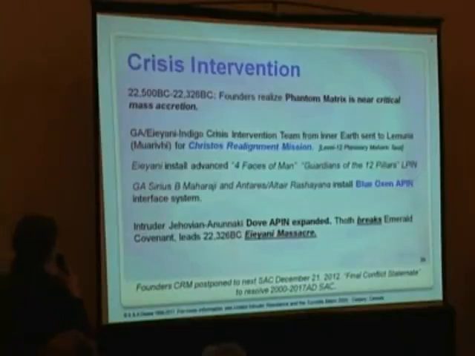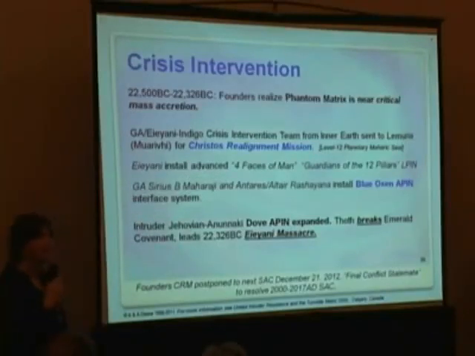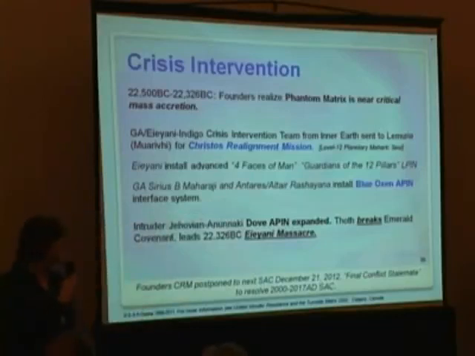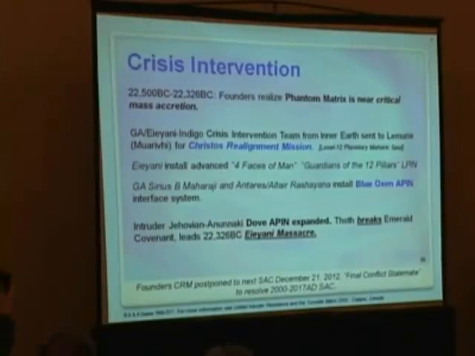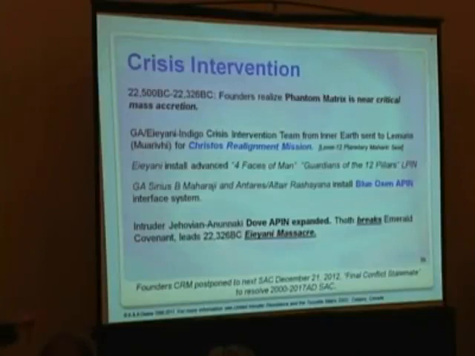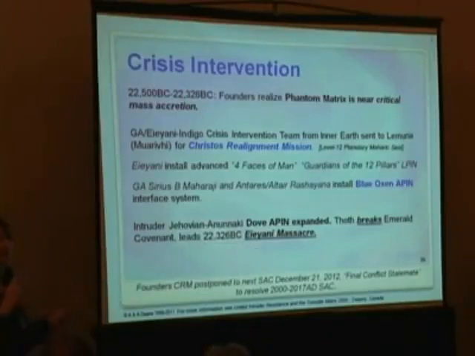cycle. The Ayani install something called the Four Faces of Man, guardian of the 12 pillars, Lemurian Pylon Implant Network System. The Maharaji of Sirius B and Antares Alter Rashiana install the Blue Oxen APIN interface system. So now we have two more. We have an LPIN system called the Four Faces of Man, and we have a Blue Oxen APIN system. The Intruder Jehovian Anunnaki Dove APIN is expanded, and Thoth breaks the Emerald Covenant and leads the 22,326 BC Iani massacre.